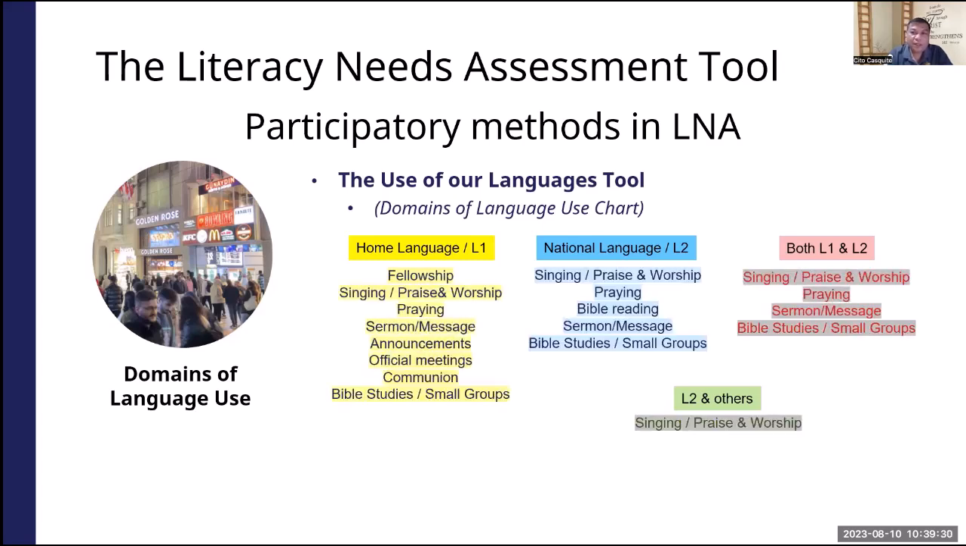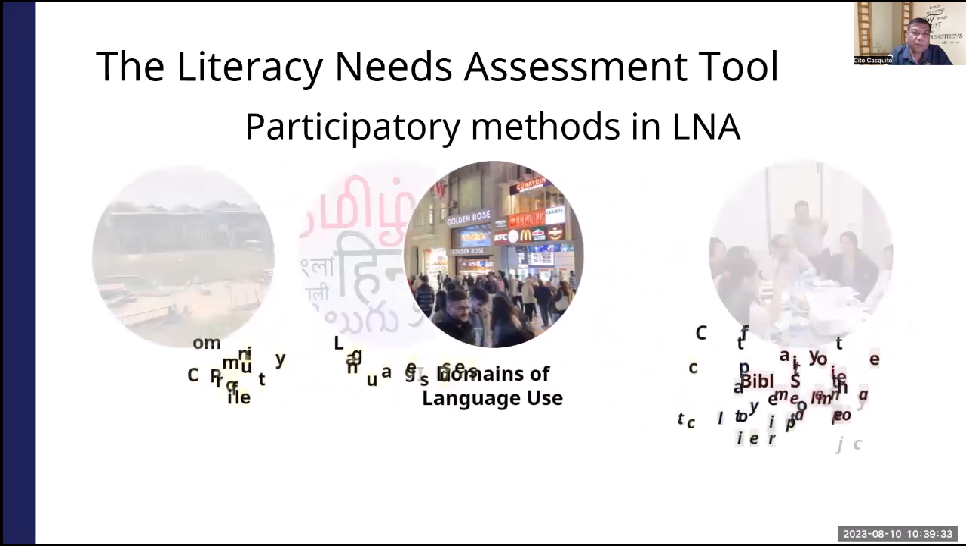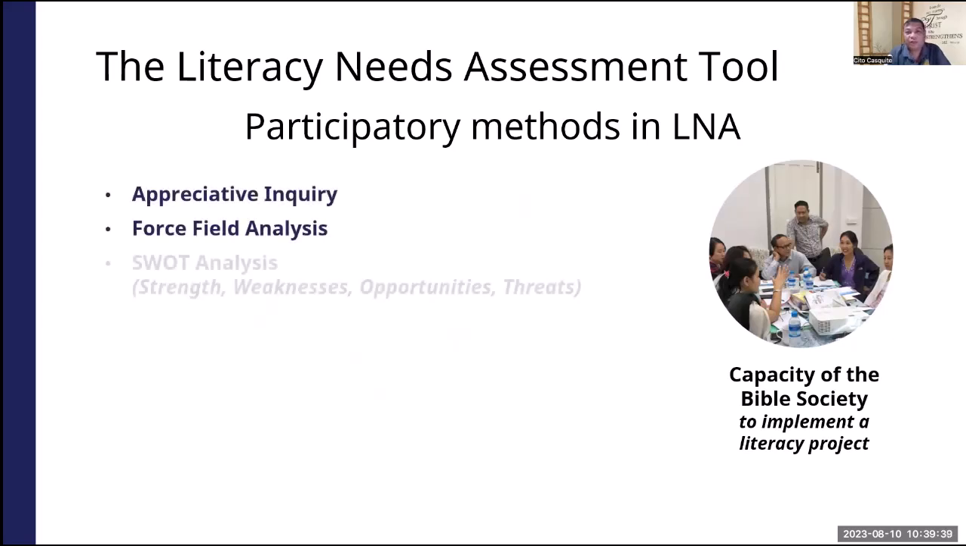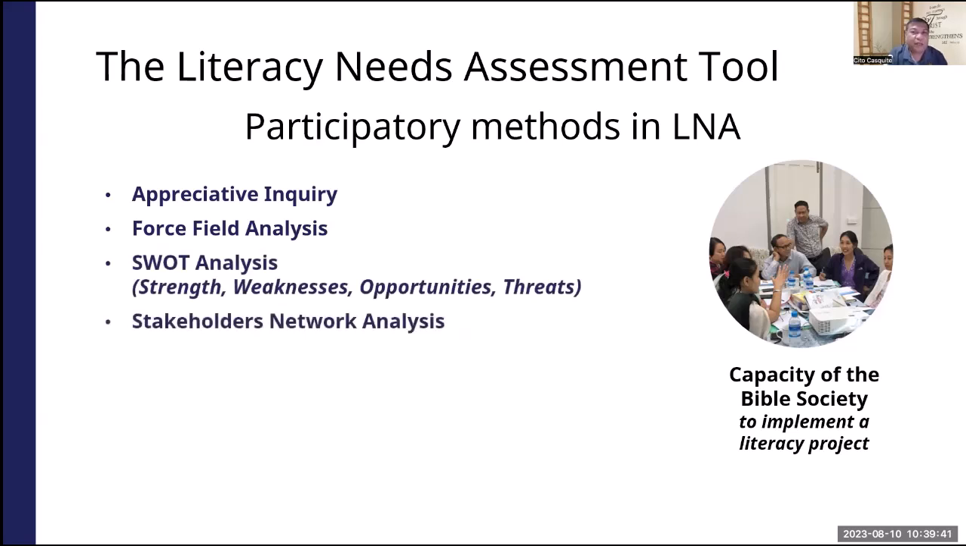The next one is the capacity of the Bible Society to implement the literacy project. We can use several tools for this: appreciative inquiry, force field analysis, SWOT analysis, or the stakeholders network analysis. This is very new for some of you, but for those of you who have been trained in PMIC, you probably have used this tool in the past or are using this in your language projects. So I'll just briefly give the description of this tool and how you can use this for the context of assessing the needs of literacy in the community.